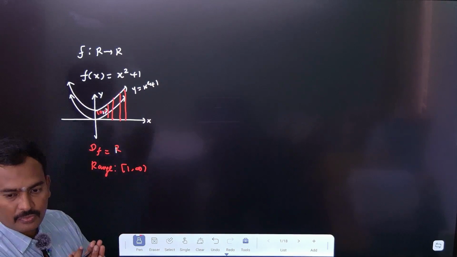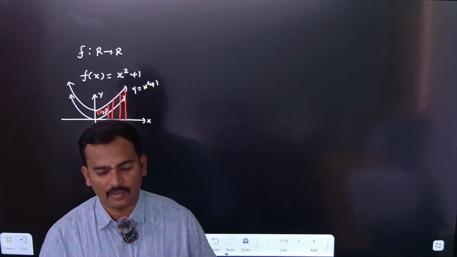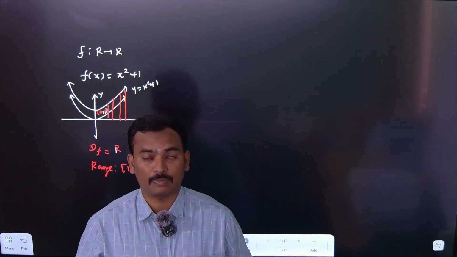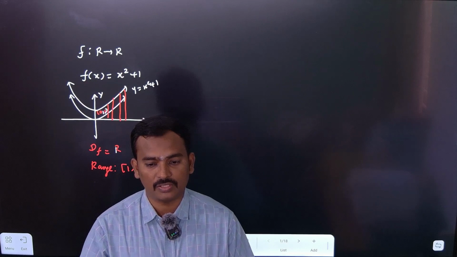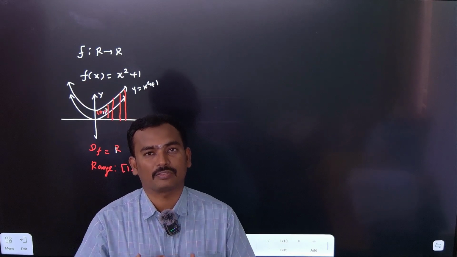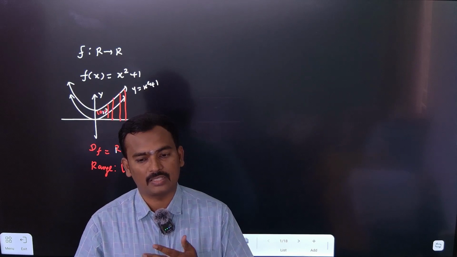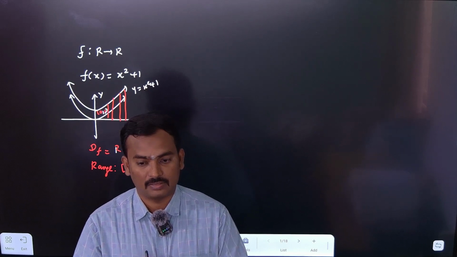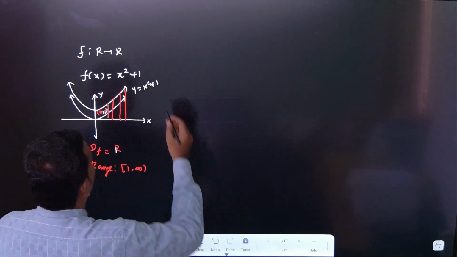Suppose you have different functions. We can add two functions, multiply two functions, subtract two functions, divide two functions. How do we find the domain of the resultant function after addition, subtraction, multiplication, division? Let us discuss that one by one.